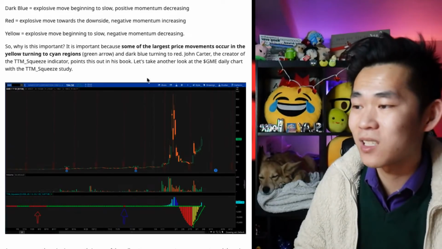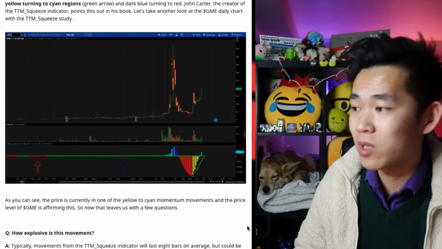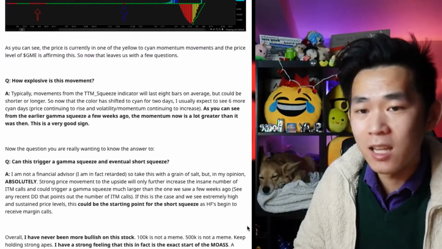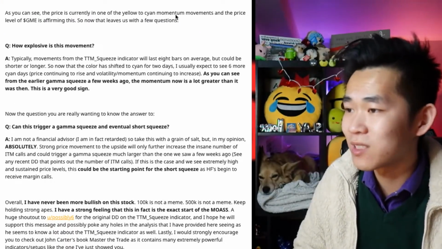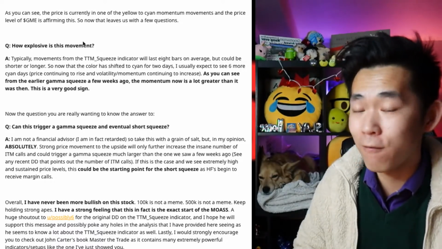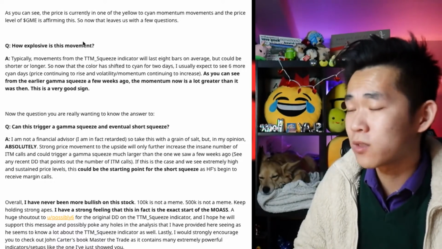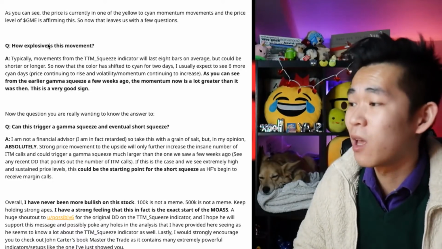So let's take another look at the GME daily chart with the TTM squeeze study. As you can see, the price is currently in one of those yellow to cyan momentum movements, and the price level of GME is affirming this. So now that leaves us with a few questions. Probably you have some more questions, so let's read these questions.